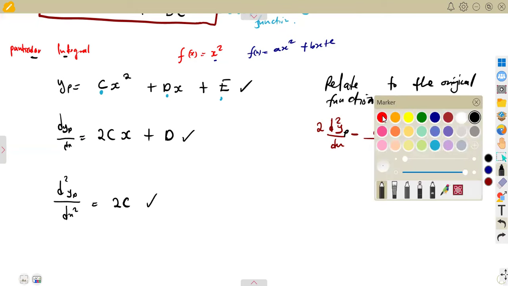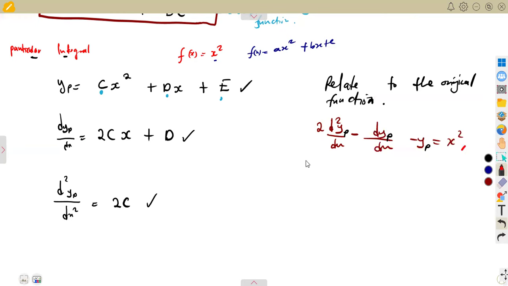So substituting back into the original equation, this will be 2 times the second derivative of y with respect to x of the particular integral. What is the second derivative there?